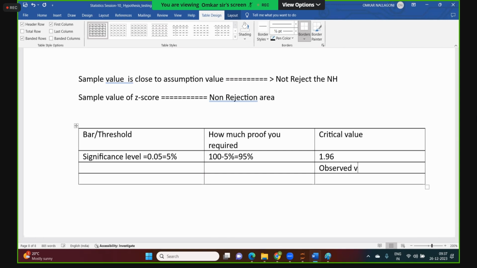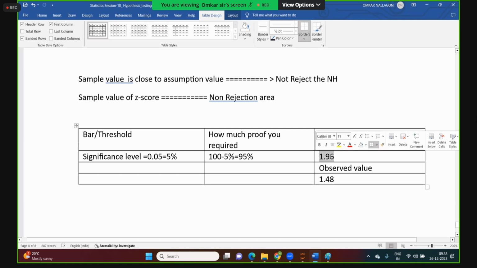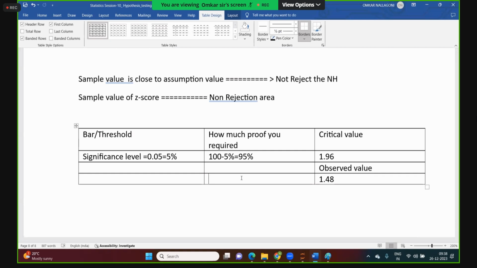After conducting the Z test, you get the observed value. How much observed value did you get in the last class? 1.48. Minus or plus, both are the same thing. Now you are comparing the critical value with the observed value, right? 95% is called 1.96, so for 1.48 also there should be some value. Yes or no? Check that.